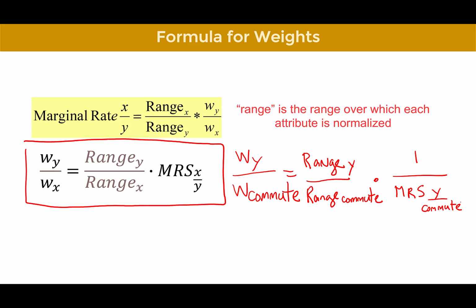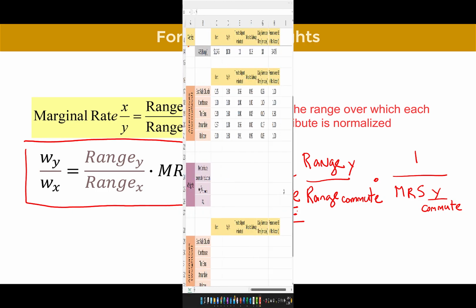Now all we need to do is go back into Excel, take this equation, and you can see why we calculated the ranges earlier, and enter it in, and this should calculate our weight ratios, which is what we're going to start with on the path to calculating the weights themselves.